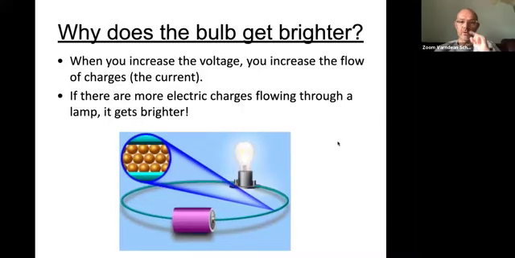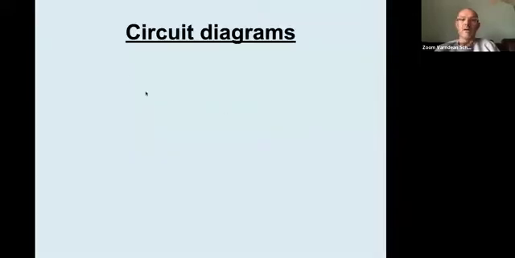So what else have we got? If we increase the voltage, I've just said that, you increase the current. You push harder, they've got more energy, they go round more quickly. So we increase the flow. If you actually put more of them through something, then that something is going to get more energy. So for example, a bulb will get brighter. Brilliant.